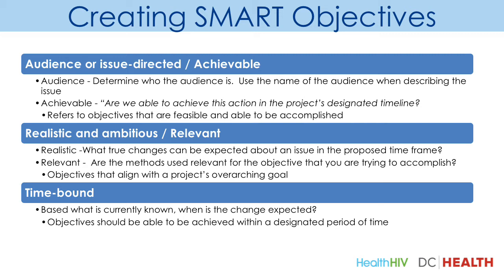Now, as we switch gears a little bit and look at realistic and ambitious, for those who use that as a way to describe the R in SMART objective, like the time-bound criterion, realistic and ambitious answers the questions, what true changes can be expected about an issue in the proposed time frame? The last here is time-bound, that represents the T in SMART objective. When will this objective be accomplished, and or when will we know we are done? Based on what is currently known, when is the change expected?